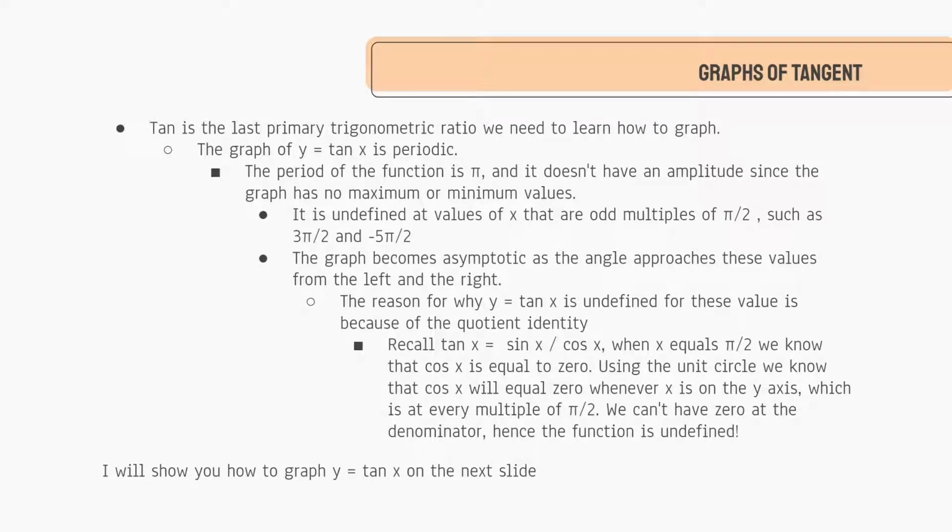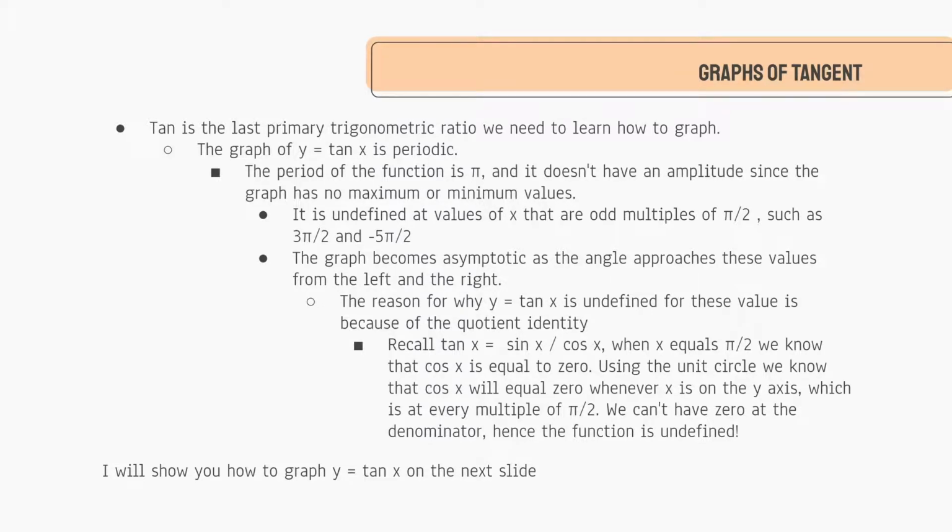The graph is undefined for values of x that are odd multiples of pi over 2, which are numbers like 3 pi over 2, negative pi over 2, pi over 2 itself, and stuff like that. Also, the graph becomes asymptotic as the angle approaches these values from the left and right, which is why we get the graph approaching positive and negative infinity.